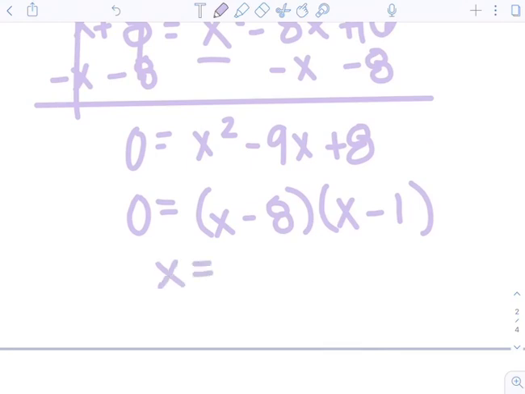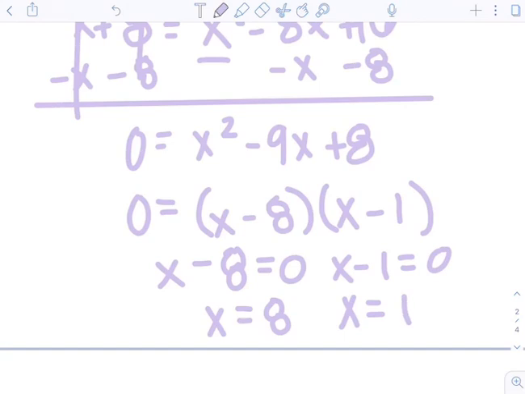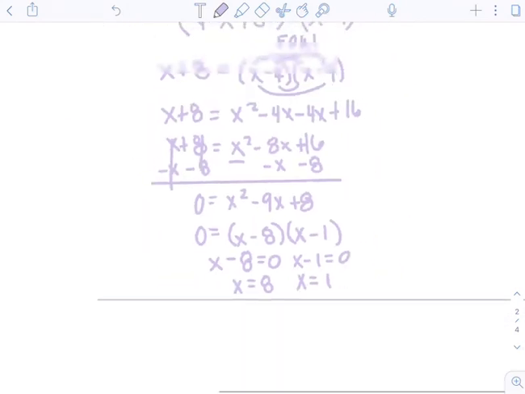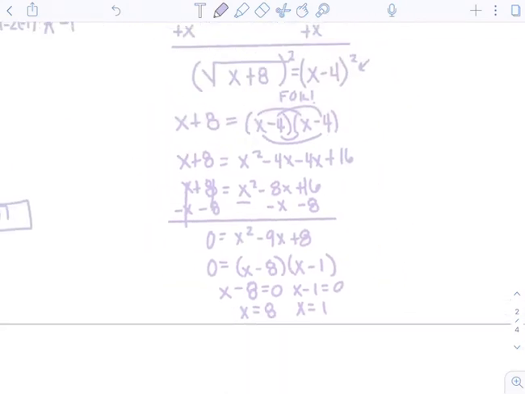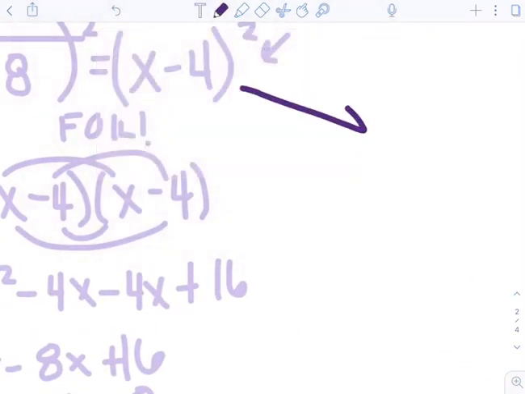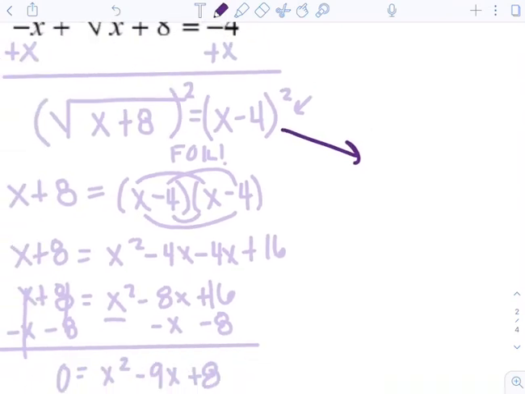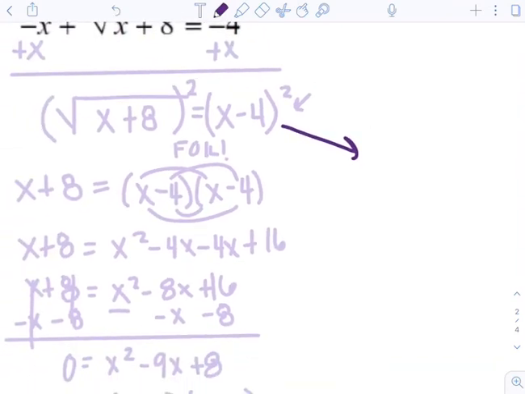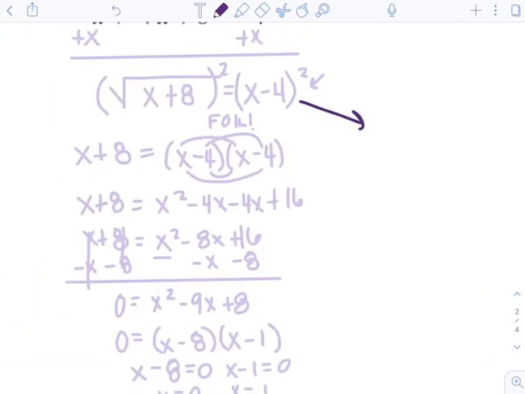So x minus 8 equals 0. x minus 1 equals 0. So I get x equals 8. x equals 1. Now let's check. Okay, all you have to do, super simple, I'm going to teach you the shortcut, is plug in for x on the right side of the equation, okay? Because I need to determine, do any of these numbers, when I plug in for x, make the radical equal to a negative number? So plug it in.